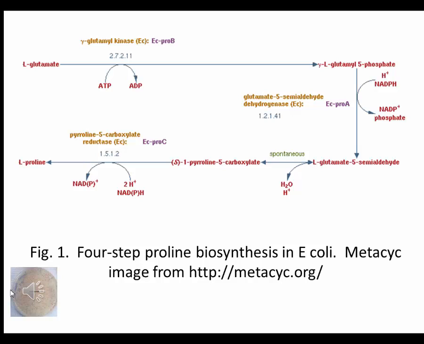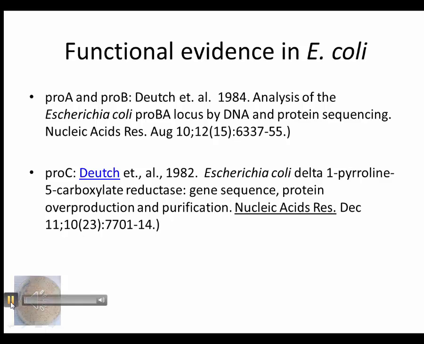The gold coloration of these three enzymes indicates that functional evidence in E. coli has been published for all three of these enzymes. Deutsch et al., in 1982 and 1984, cloned the proB, proA, and proC genes into a special type of vector called an expression vector. An expression vector is one in which a suitable promoter has been positioned in front of the cloned insert, thereby allowing it to be transcribed and translated.